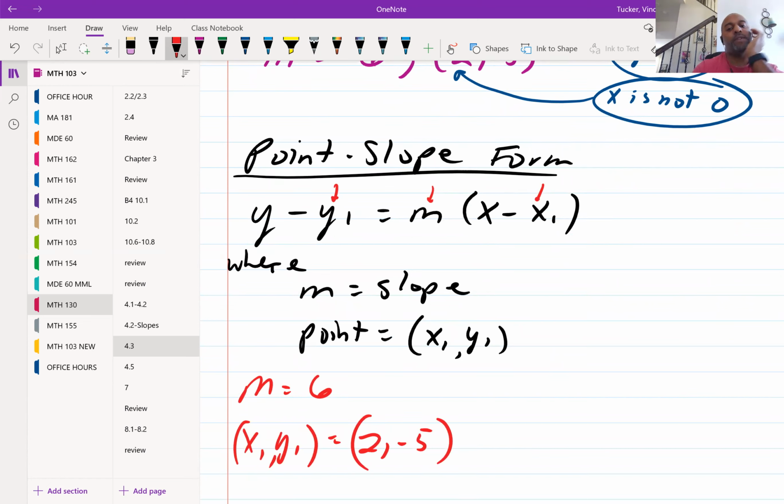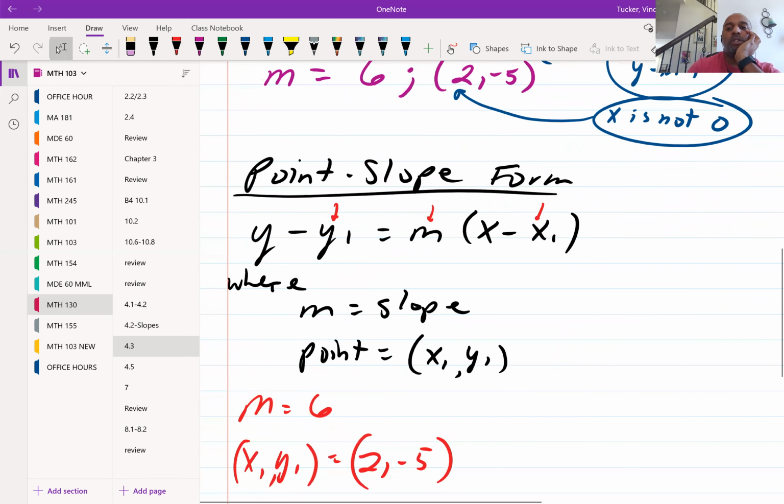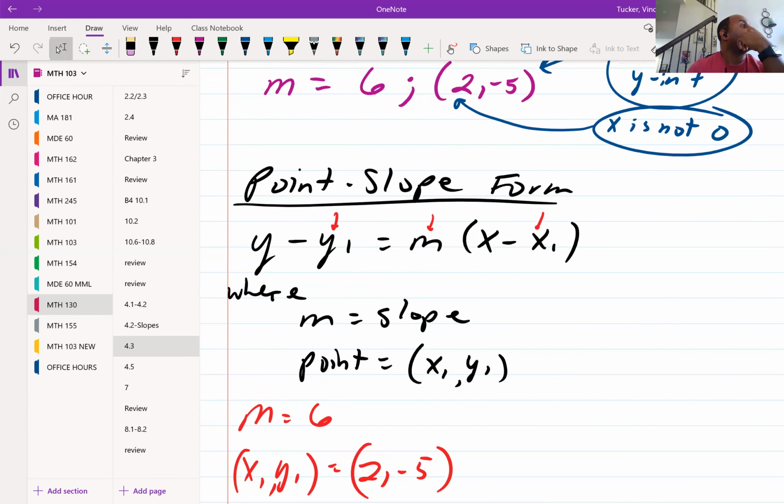So I just rewrote our given information down here. Before we go ahead and plug in, is everybody okay? Once again, they gave us the slope, they gave us the point, and we are going to plug it into this formula right here.